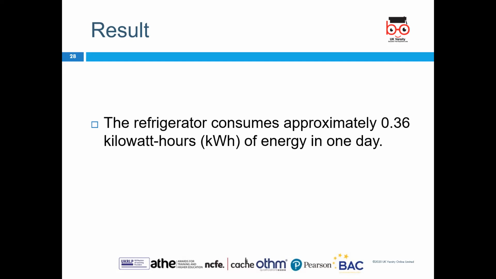So what you can do then is multiply by your per unit charge, which means how much you are being charged, like how many pounds per kilowatt hour of energy, and then you will get to know your electricity bill per day just because of this refrigerator. Similarly, the same is applicable for other units as well.